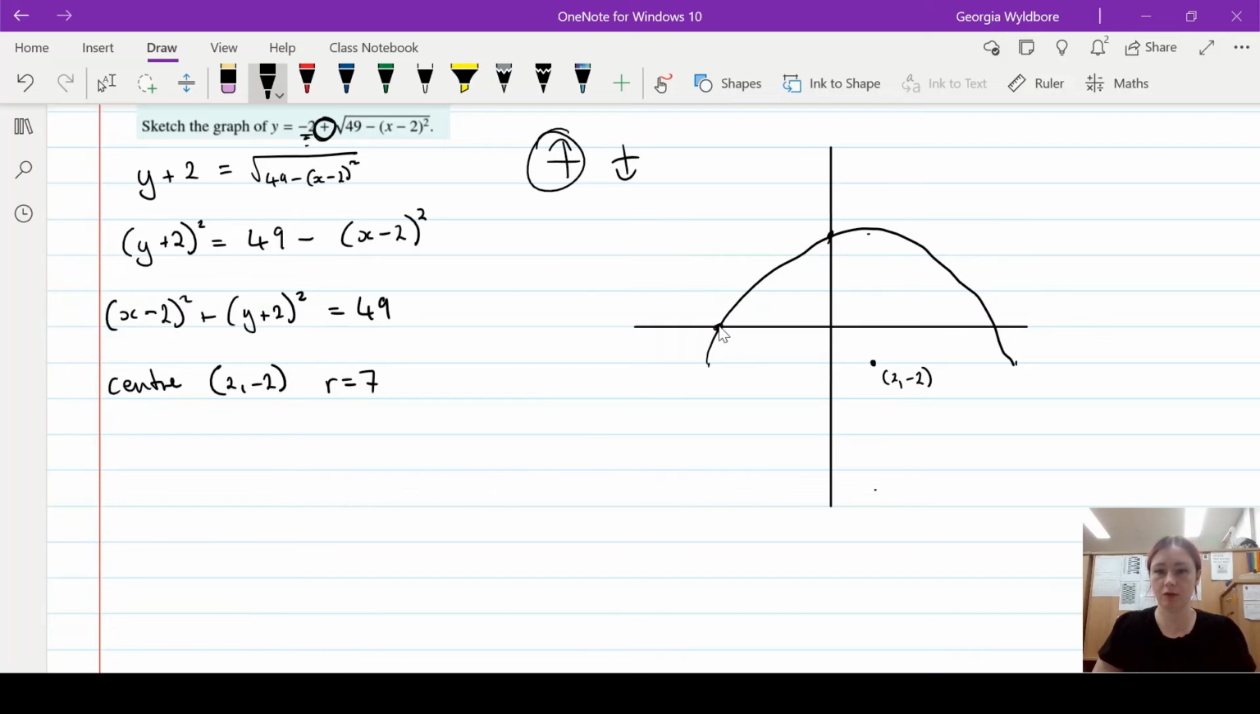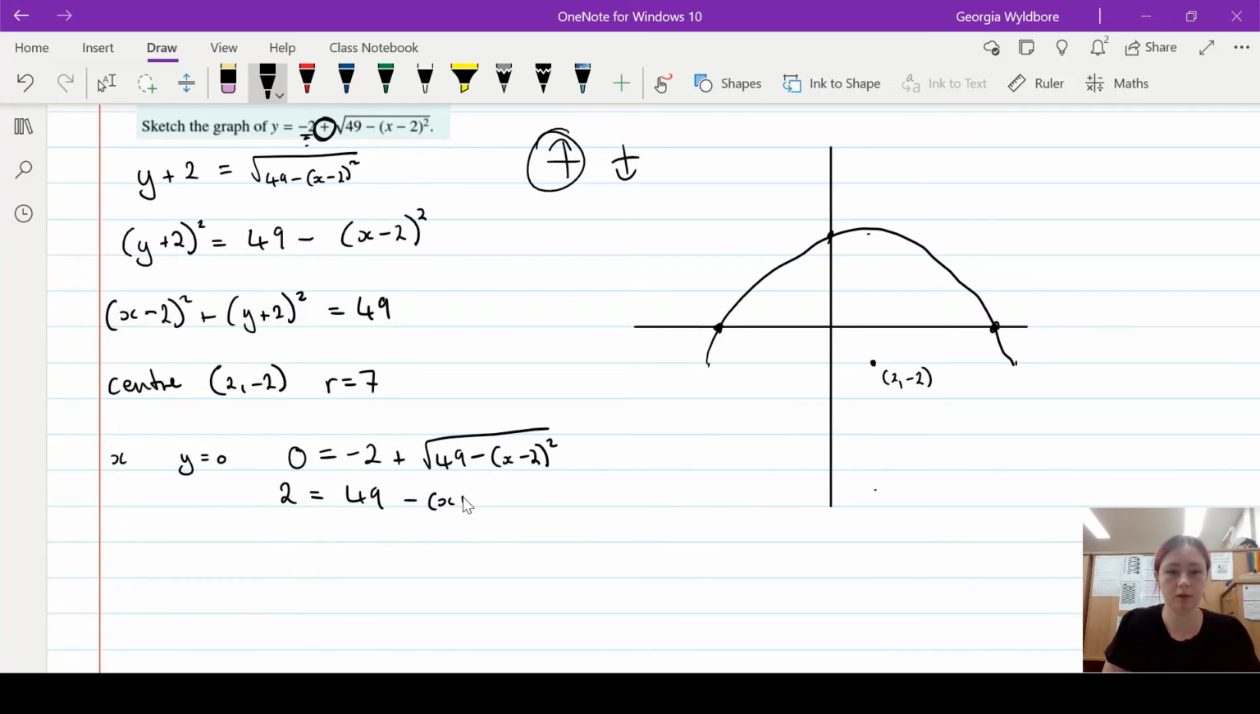And now we just need to solve for these 3 intercepts. So we'll do our x's first. So when y is 0, and we can use either equation, but we'll use the original one just for ease. But 0 equals negative 2 plus root 49 minus x minus 2 squared. So 2 is going to equal all of that square root. So x minus 2 squared. If we square everything, we get 4 equals 49 minus x minus 2 squared.